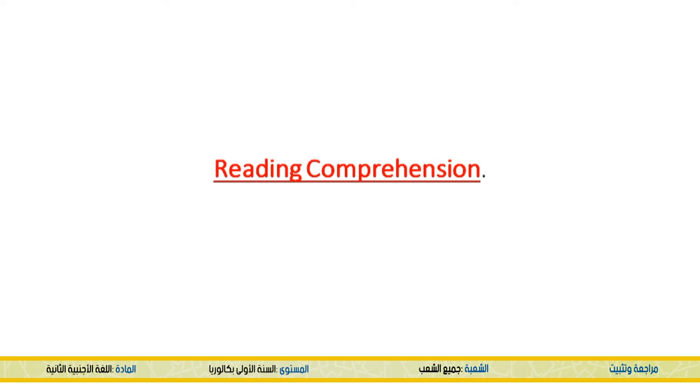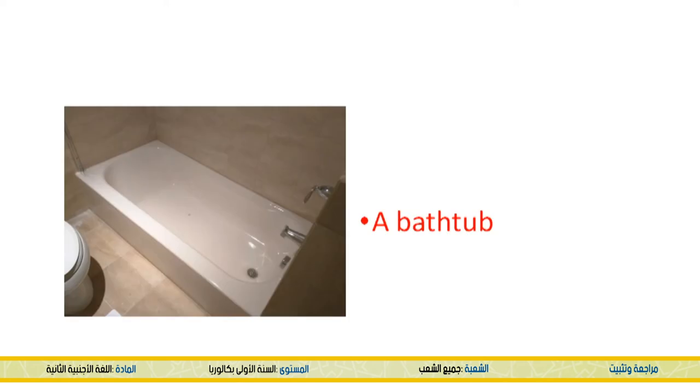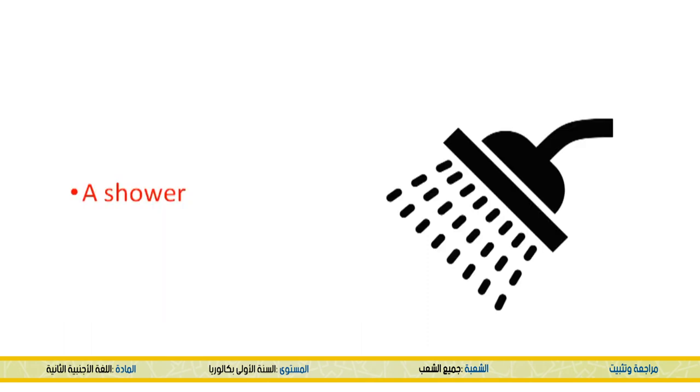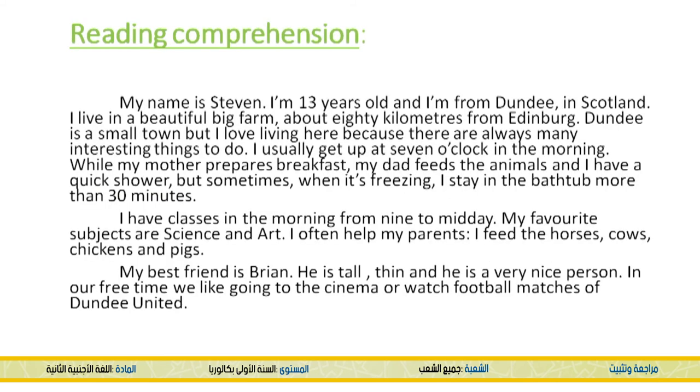What is a bathtub? Exactly, this is the bathtub, right? And he also likes having a shower. When we play sports, when we do some activities, we go home, and sometimes when we get up, or we want to go to bed, we, of course, have a shower, right? This is a shower. Now, this is the text. Let's have a look at the text. Let me read it.